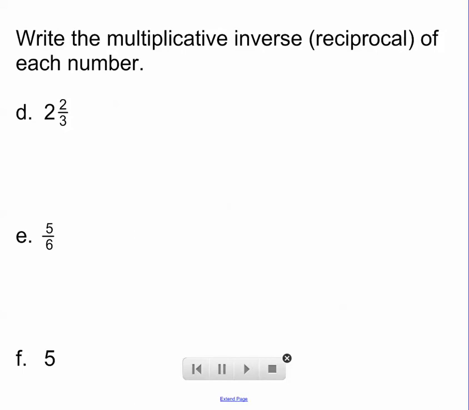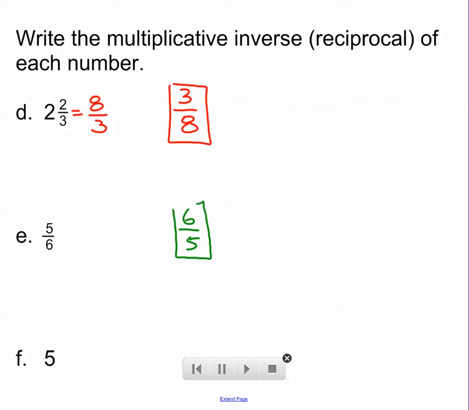Write the multiplicative inverse, also known as the reciprocal, of each number. Okay, well, with mixed numbers, the first thing you got to do is change it into an improper fraction. And then we should remember from that lesson we did before that multiplicative inverse is just a matter of flipping this fraction upside down. You get 3/8. So E, really, we've already learned this. The reciprocal of 5/6 is 6/5.